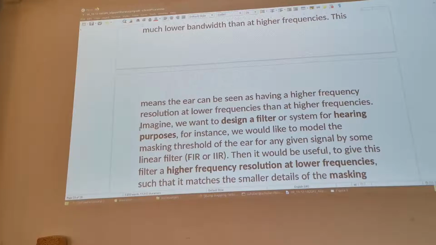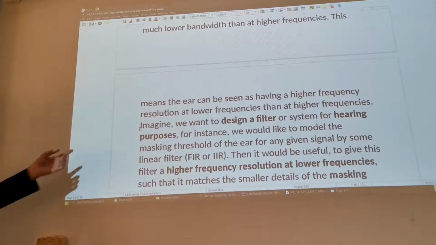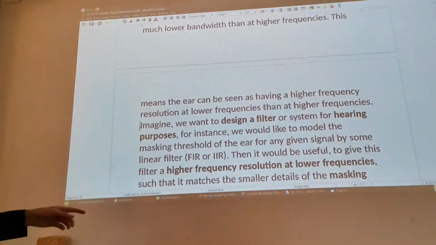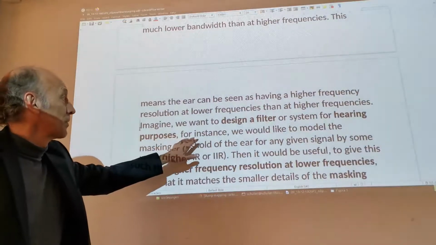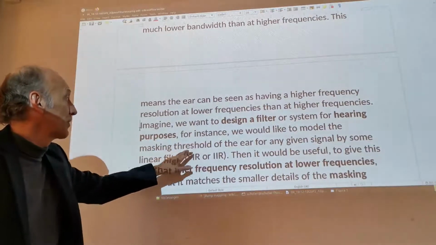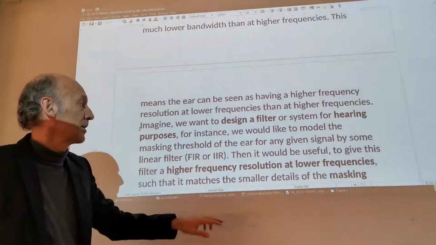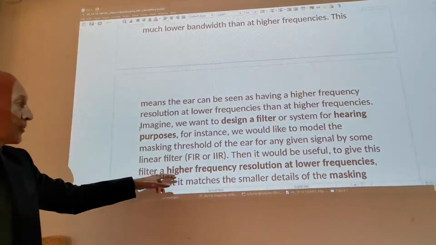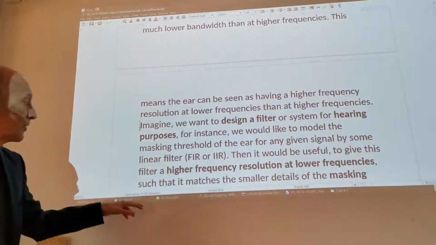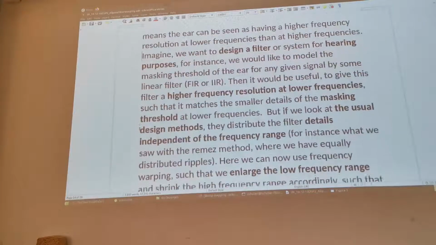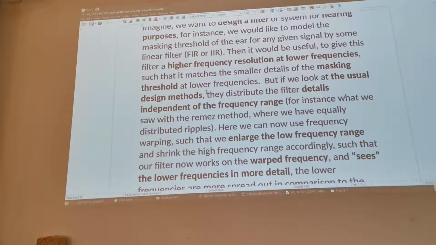Yeah, so now we want to use this to design a filter for a system for hearing purposes, which has, for instance, we would like to model the masking threshold of the ear for any given signal by some linear filter, FIR or IIR. Then it would be useful to give this filter a higher frequency resolution at lower frequencies, such that it matches the smaller details of the masking threshold. So at lower frequencies we have finer details of our masking threshold.